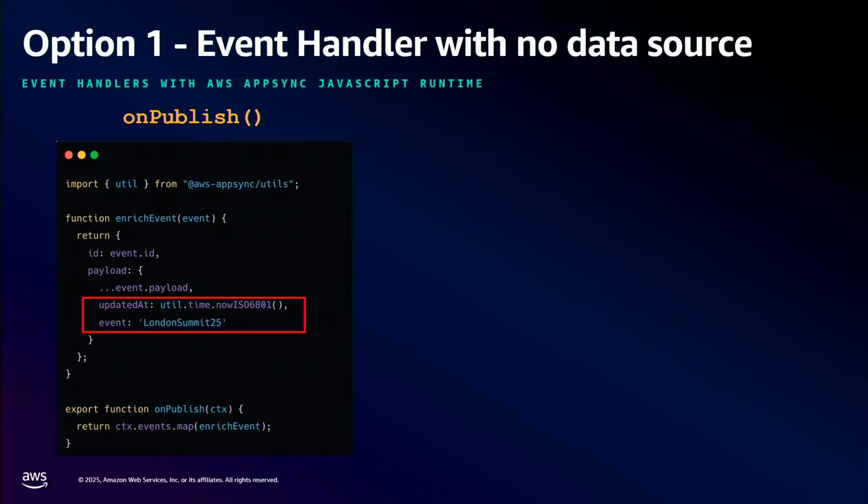So let's start with option one, where you define an event handler with no access to a data source. This is an example of what that could look like. This is a use case where we are publishing an event. This event payload doesn't have a timestamp of when that event was generated. You can use the AppSync util libraries to add a timestamp as part of the payload of the event, and that will be sent to the subscribers in addition to the initial payload of the event.